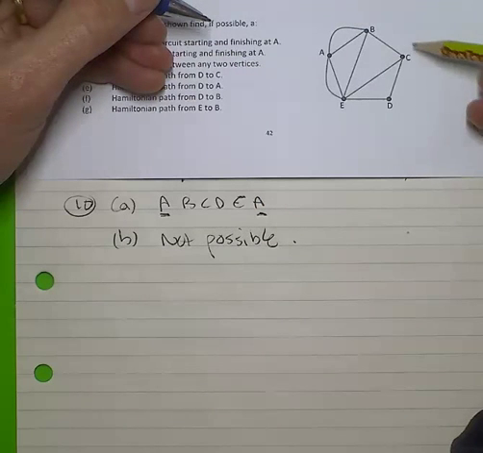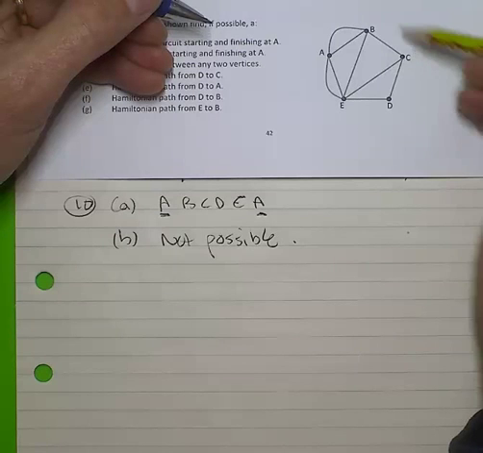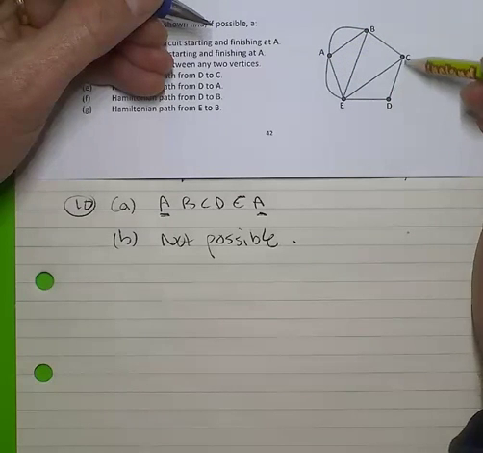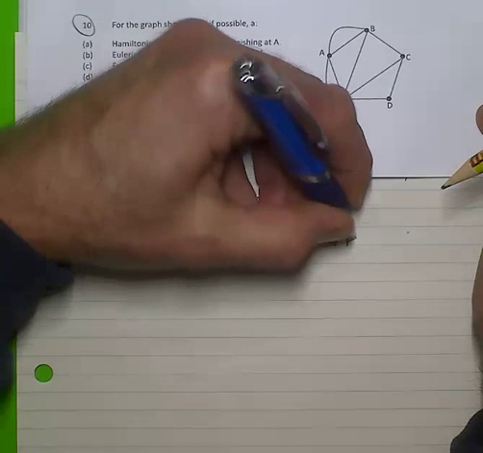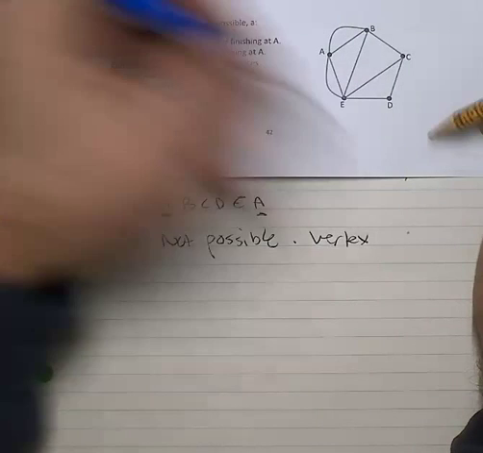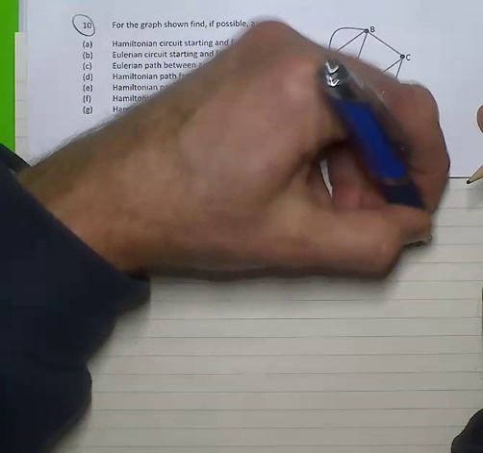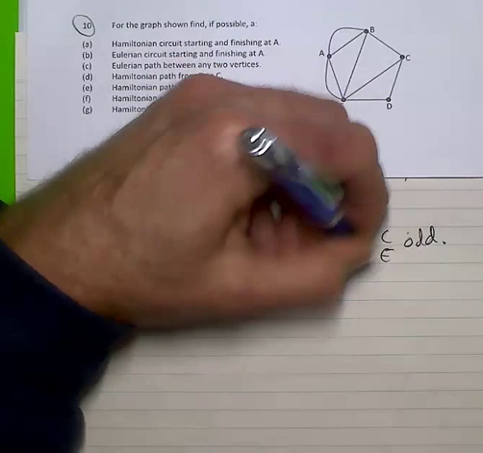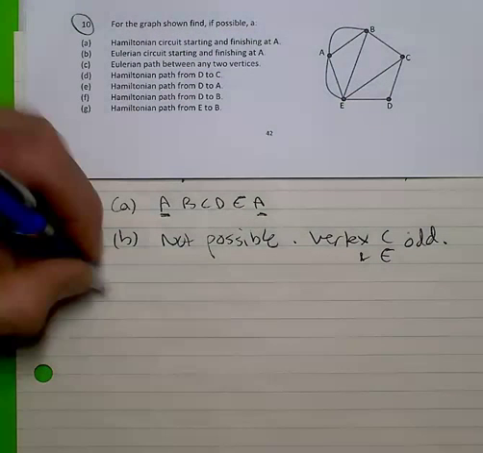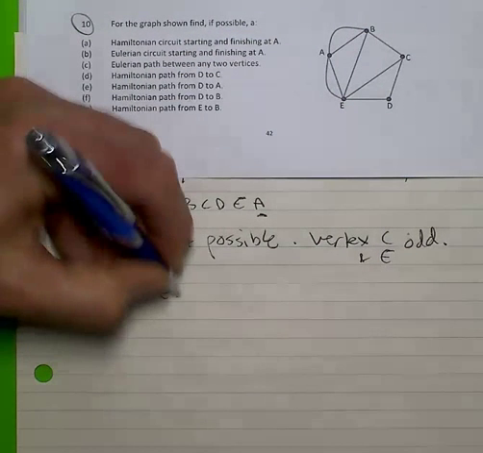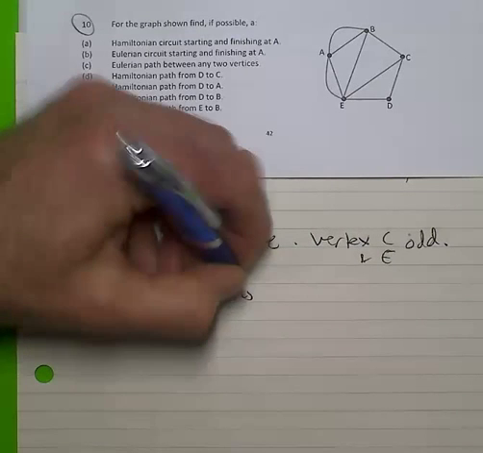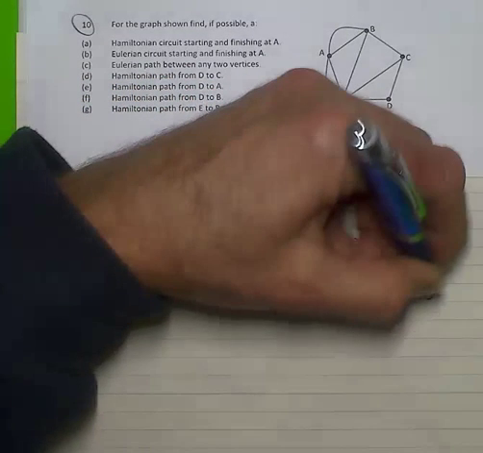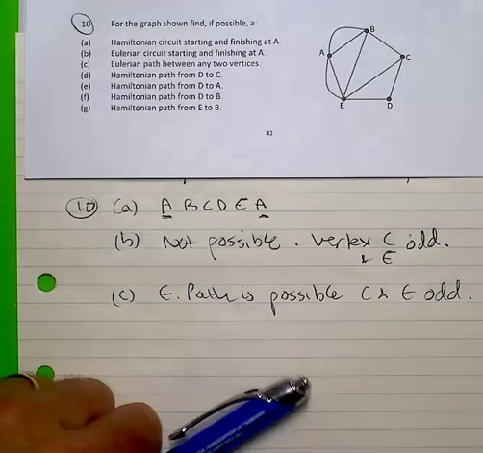Vertex C is of an odd degree, which is unusual. And E is as well, sorry. There's two. In turn, that means an Eulerian path is possible. C and E are odd. Obviously, the rest are even.